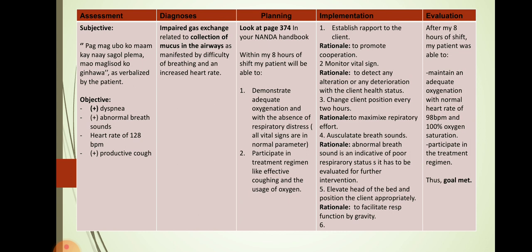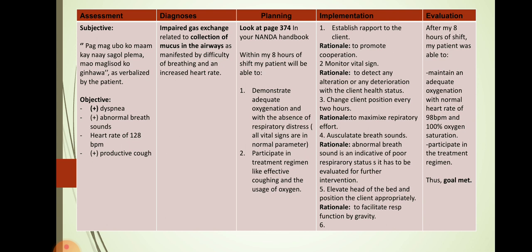Subjective: "Ma'am, when I cough, phlegm comes out, and that is why I have difficulty breathing," as verbalized by the patient. And always remember, when you're doing your NCP, you don't make an NCP for everything you see in the patient. You have to prioritize, okay? In prioritization, always remember, whichever is most urgent is what you make your NCP for, which is also your actual nursing diagnosis.